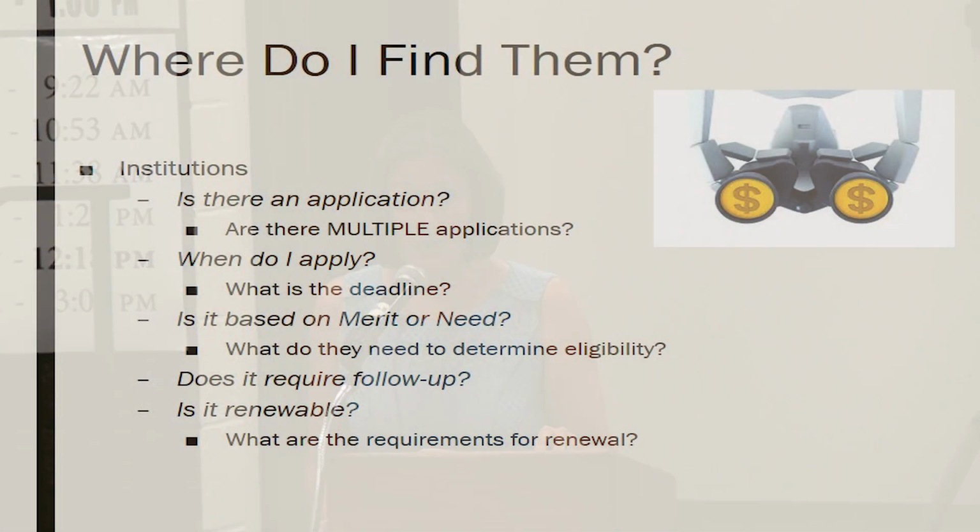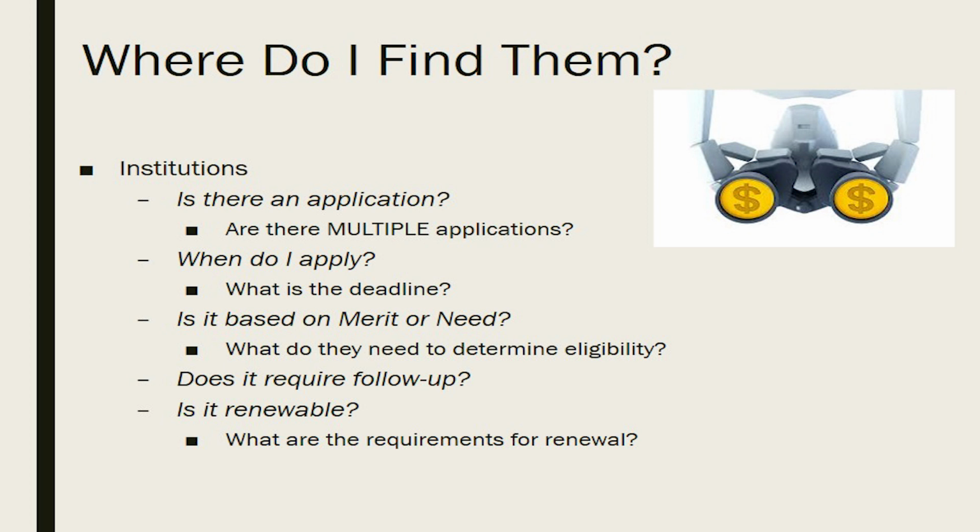You need to know when to apply, and you need to also know, is it merit-based or need-based, because those will have different eligibility requirements. And it's a good idea to know if it's renewable or not. Sometimes they'll only give it for a year, and sometimes they'll give it for all 4 years.